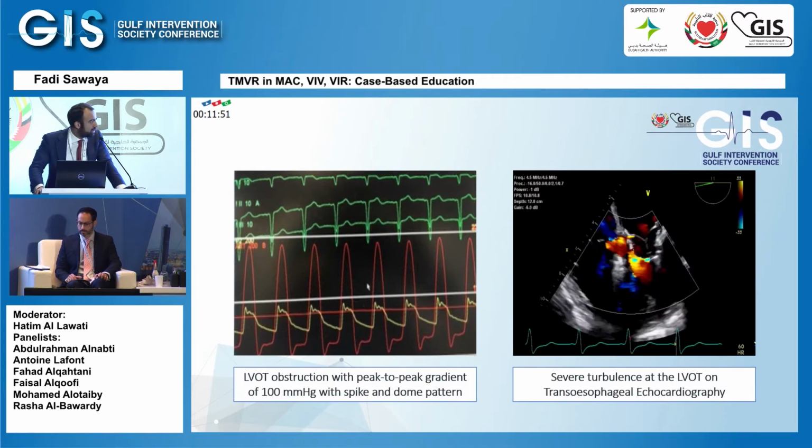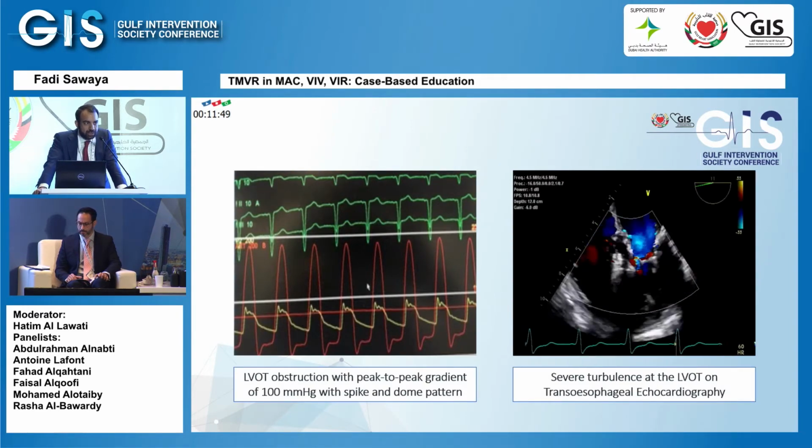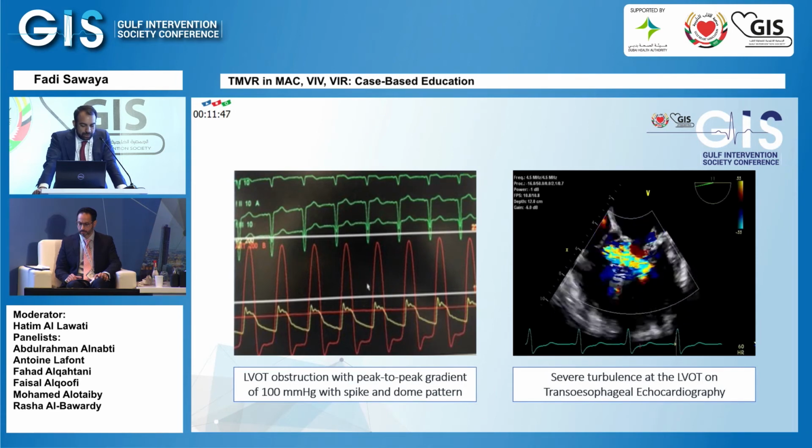If you look at the hemodynamics, this is the LV pressure, and this is the aortic pressure. You have a peak-to-peak gradient of at least 100, and if you look at the aortic tracing, it has a typical HOCM tracing of spike and dome. And if you look at the 2D TEE, you see a lot of turbulence at the LVOT.